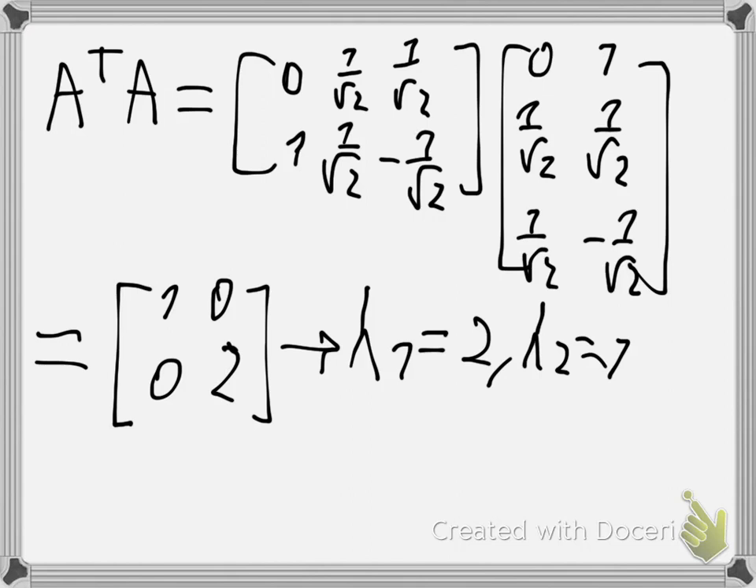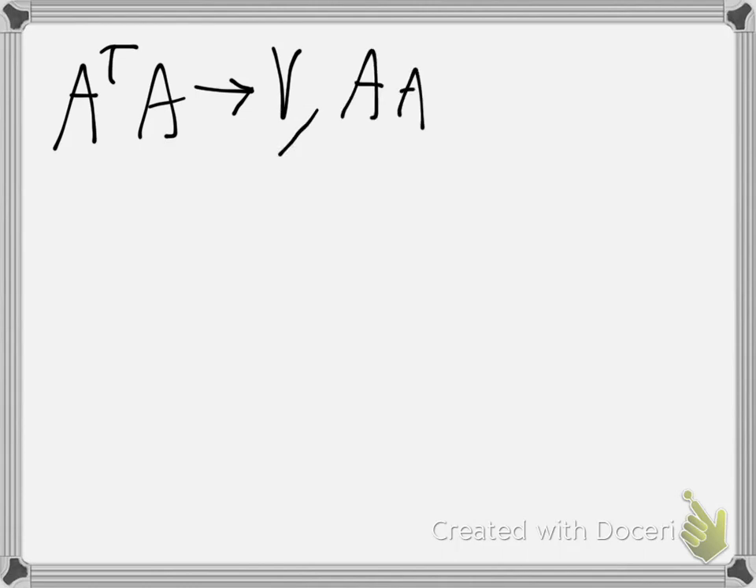Yeah, and now because this is A transpose A, I can find the eigenvectors of that, and they will be contained in the matrix V. Okay, remember, the eigenvectors of A transpose A will give us the vectors of V, and A A transpose will give us the vectors of U. Remember that.